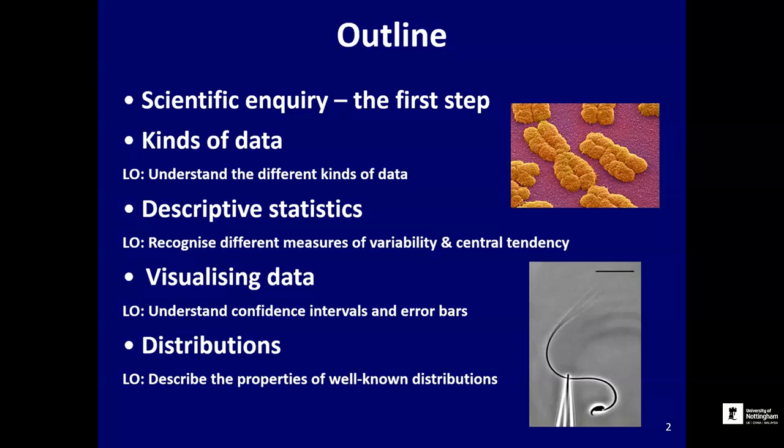Then we're going to move on to looking at descriptive statistics, which can be used to summarize data sets, because data sets in biology rapidly get very large and complex. So using descriptive statistics is a way of helping us to spot patterns in the data we've got, to summarize the data we've got. And in particular, we're going to look at the concepts of variability, so how variable are data, and central tendency, where is the middle of a data set, things like the mean, the median, and the mode.